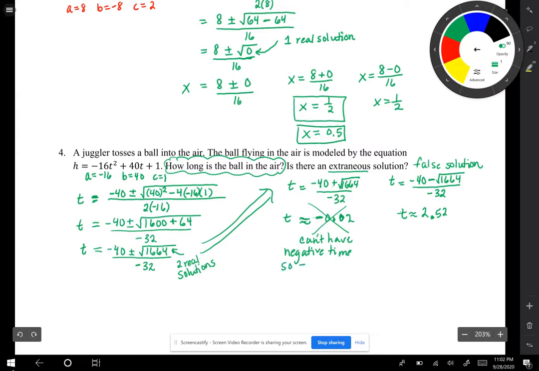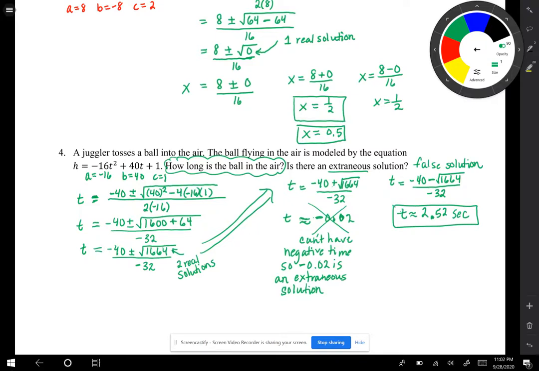So negative 0.02 is a false solution. It's an extraneous solution. If you didn't have a word problem, you would say both of those were correct. But because this is a real life application and you know that there's no such thing as negative time, you only have one answer and it is 2.52 seconds. So in about 2.5 seconds, that's how long the ball will be in the air.